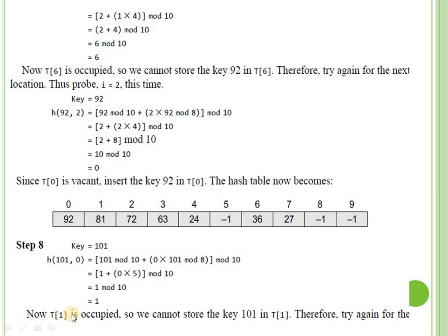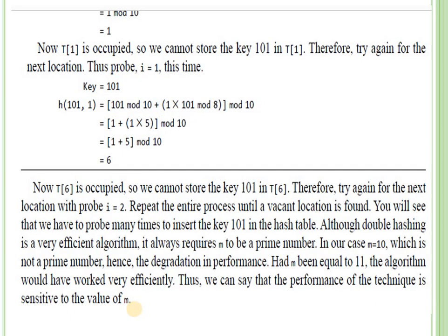Now check whether T[1] is vacant or not. Here T[1] has 81, so it is already occupied. Now what we have to do? Increment i by 1. So now i value becomes 1. So we have to calculate h(101, 1), that is 101 mod 10 plus 1 into 101 mod 8.